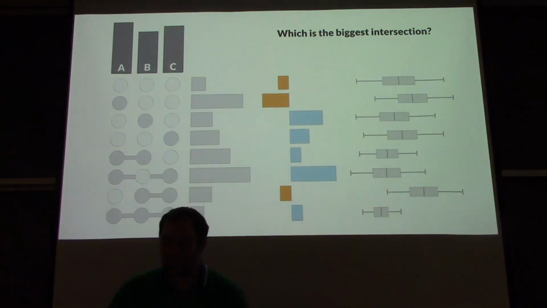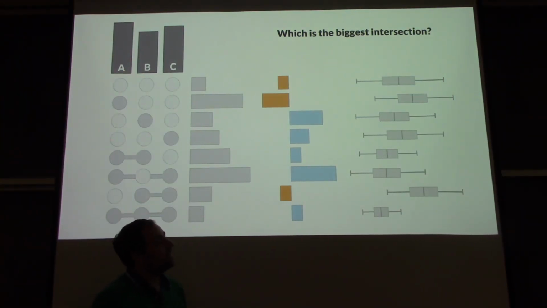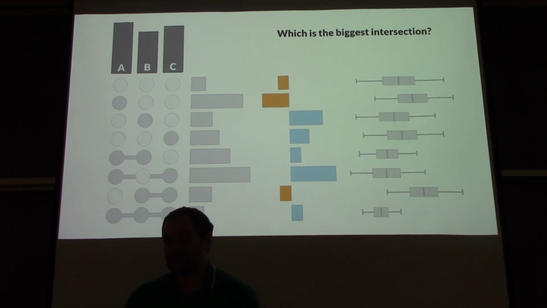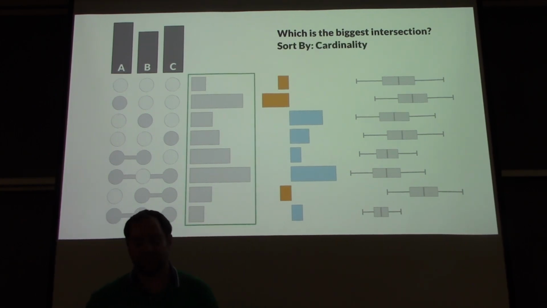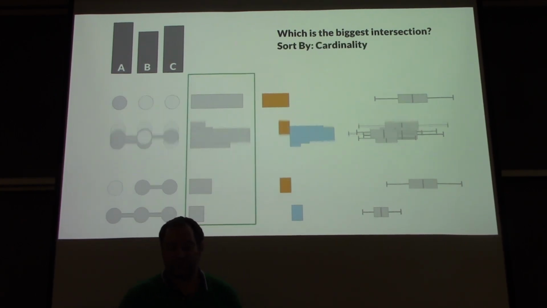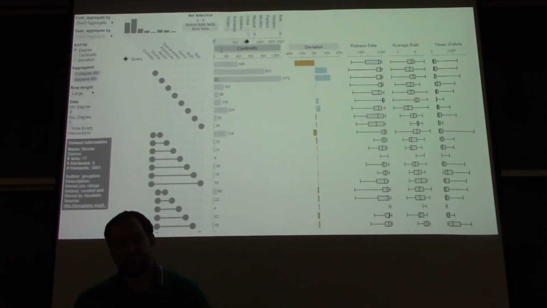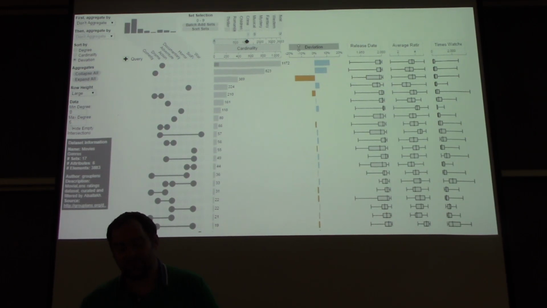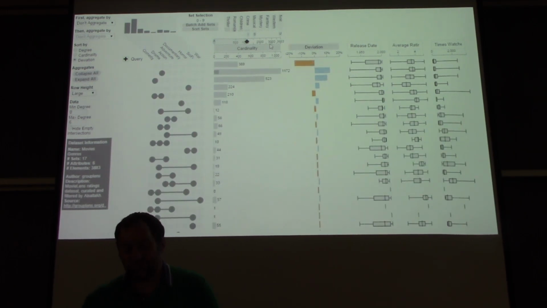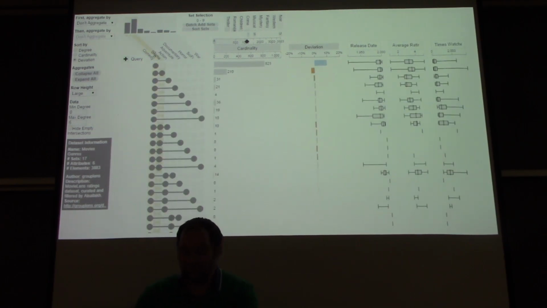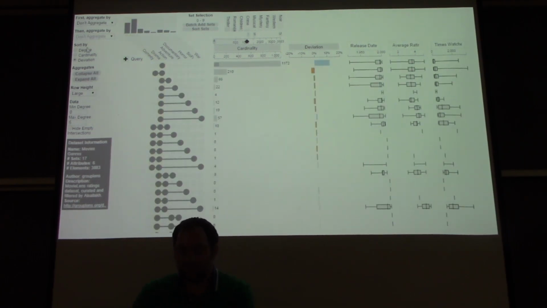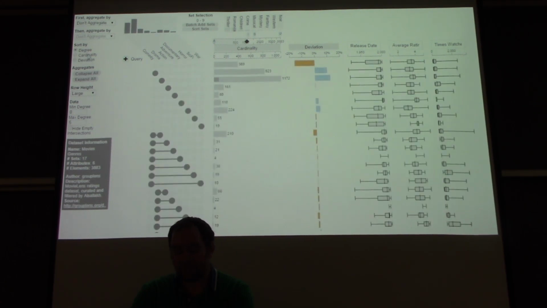We can use this interface, like any tablet interface, to ask questions based on sorting. So we can ask questions like, which is the biggest intersection, and simply sort by cardinality. Or we can ask a question like, which is the most surprising intersection, and then sort by deviation, as we can see here. Or we can sort by any of the sets to see all of the combinations of that set in detail. Or in this case, we're sorting by degree, so first degree 1, degree 2, and so on.